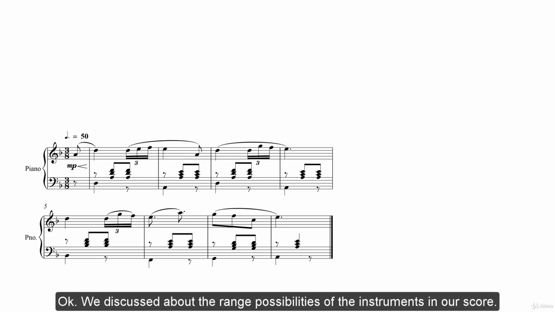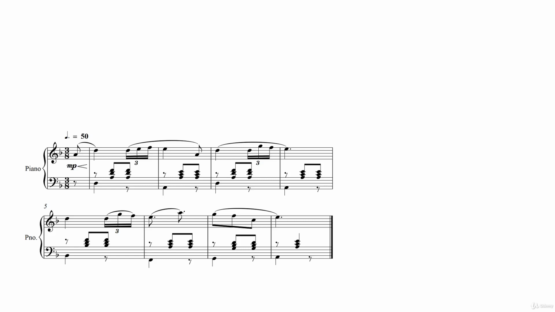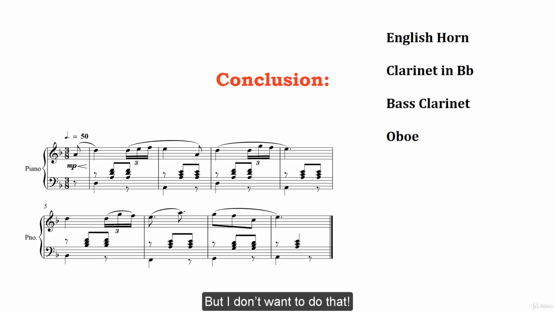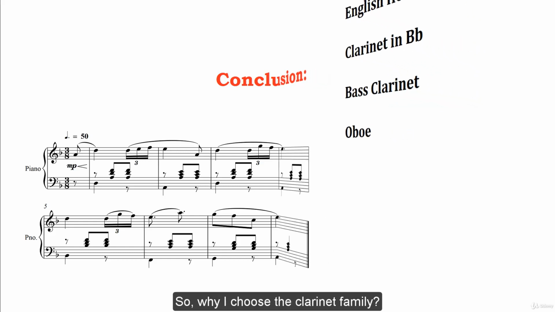Okay, we discussed the range possibilities of the instruments in our score. Conclusion. It is possible to orchestrate the harmony line between English horn, bass clarinet and two B-flat clarinets, and only the top notes with oboe as a combination. But I don't want to do that. So why did I choose the clarinet family?